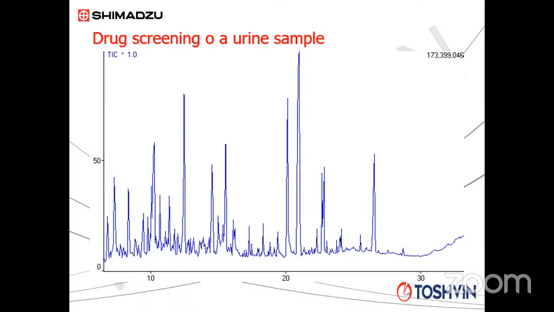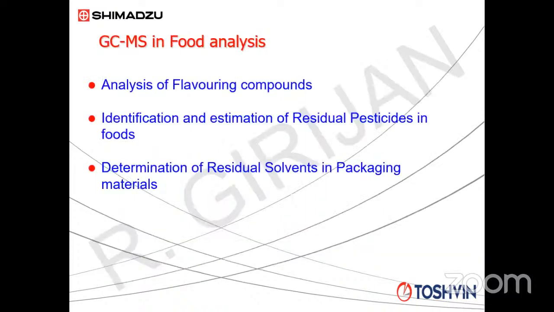A lot of extraction and cleanup is required, because urine is a biological sample and a lot of matrices could be present. So a lot of extraction, cleanup, purification, and then derivatization, all of these are required, and then you can inject into GCMS and you can apply the software also.